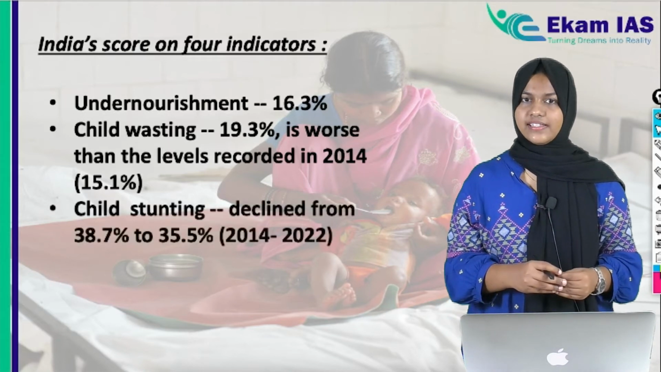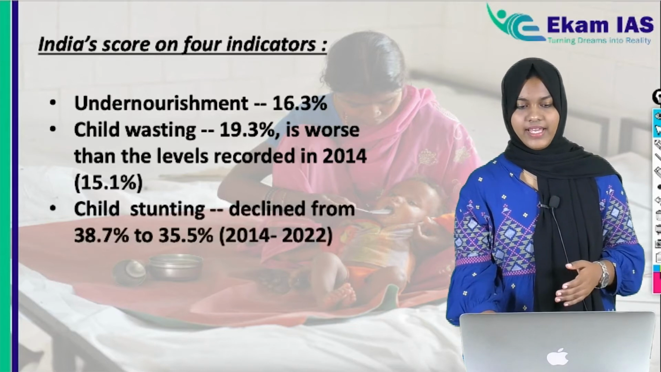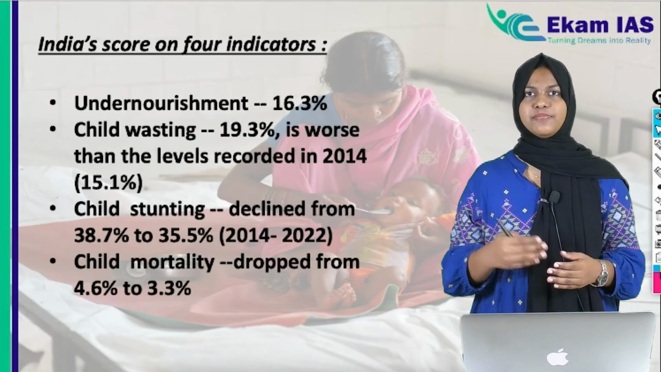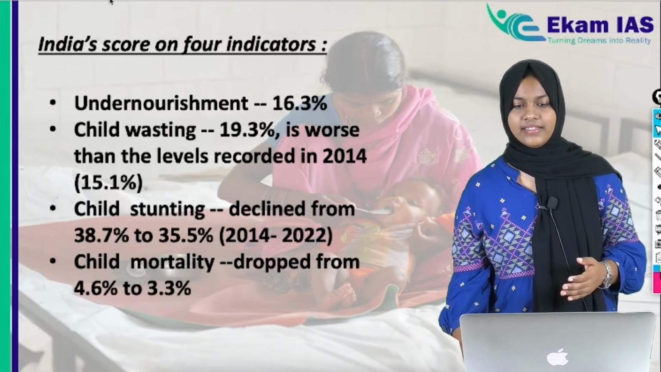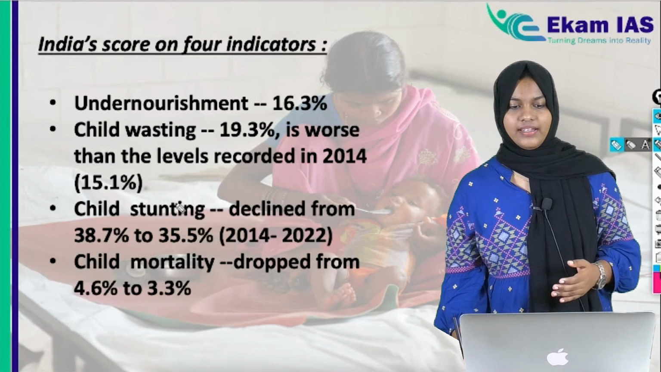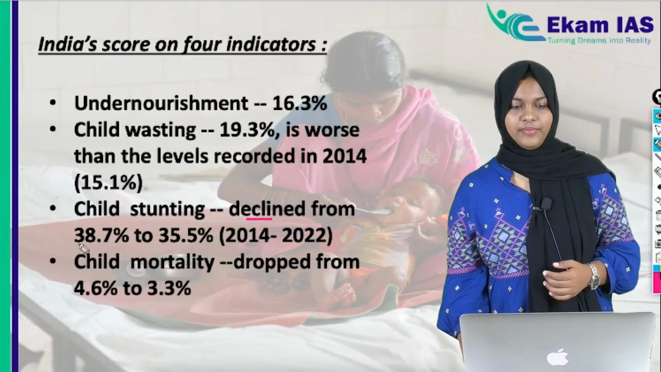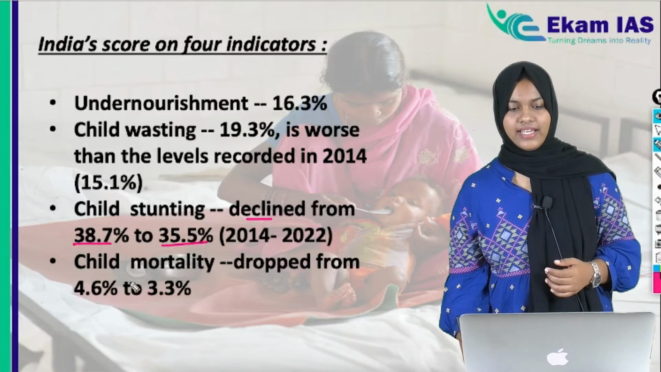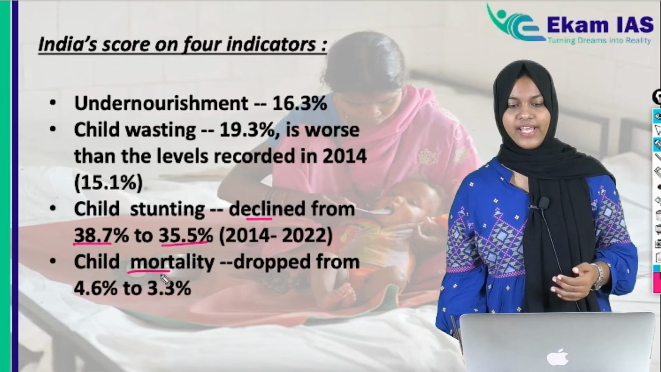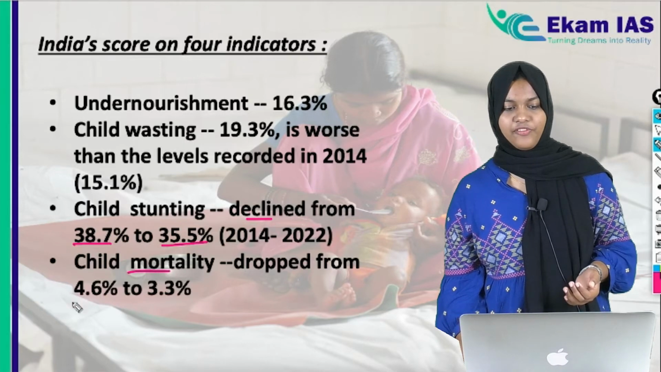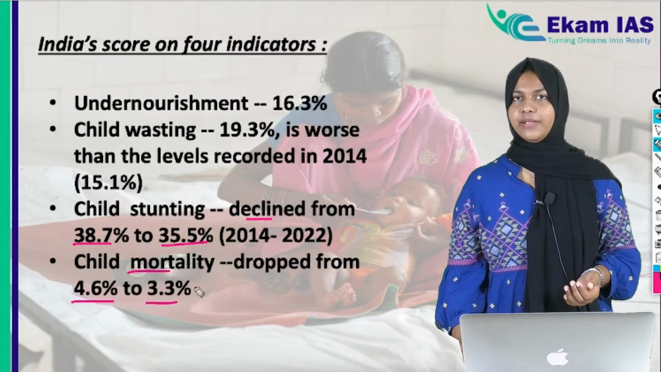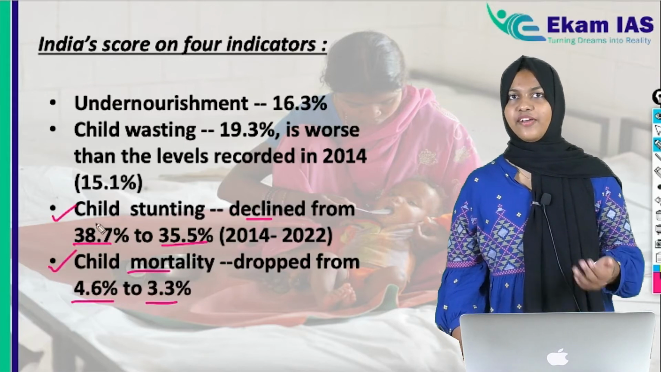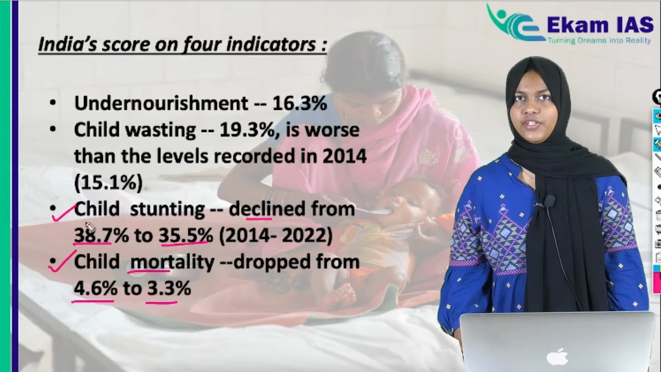Then in case of child stunting and child mortality, these 2 indicators we have performed much better than the previous years. That is, child stunting has declined from 38.7% to 35.5%, and child mortality has also dropped from 4.6% to 3.3%. So out of 4 indicators, in 2 indicators we have performed better when compared to previous years.